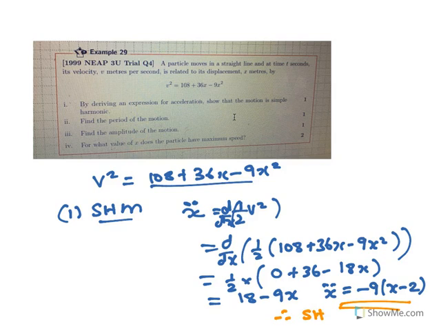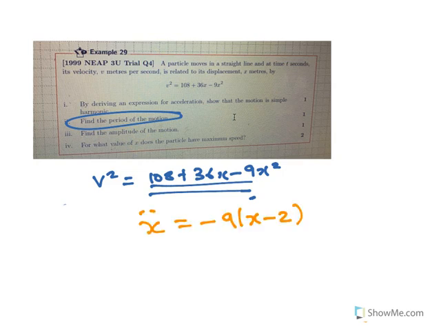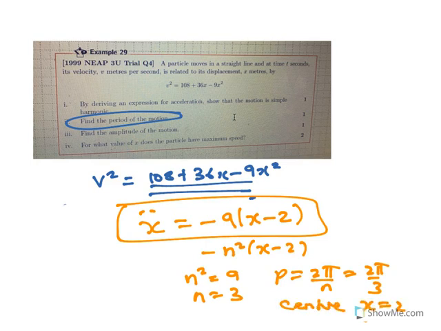Okay, so therefore it is simple harmonic motion because the acceleration is of the form minus n squared x minus c. Alright, so now we're going to find the period of the motion, and we want to find the amplitude. So from before, the acceleration is equal to this, which is minus n squared x minus 2. You notice that n squared is 9, so n is 3. So the period is 2 pi on n, which is 2 pi on 3. The centre is x equals 2.